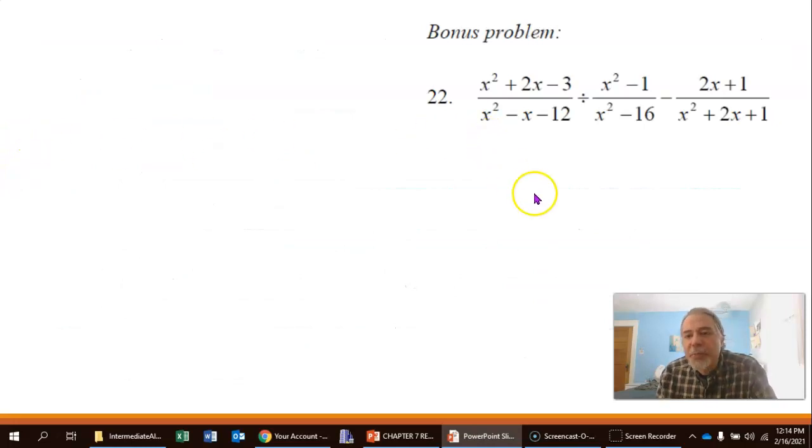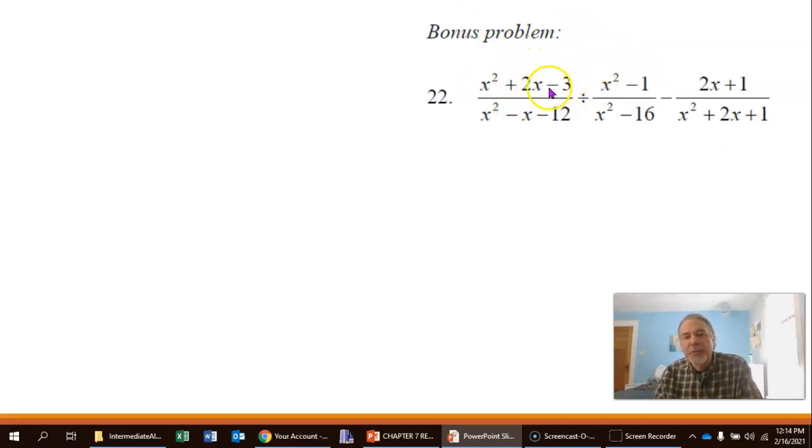And the last bonus problem was this one. We had one fractional expression divided by another minus a third. So there's both division and subtraction going on here. The rule for the order of operations says that division comes before subtraction. So first, I'll focus on the division.